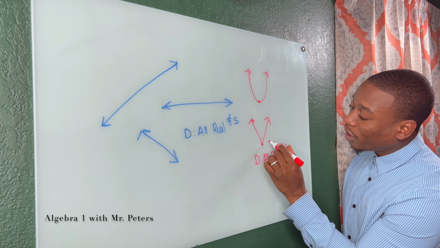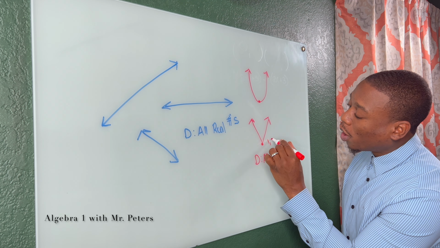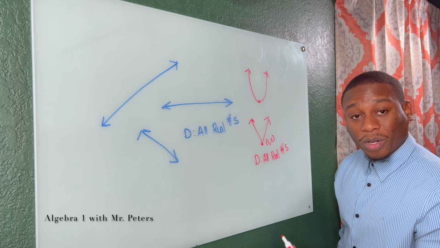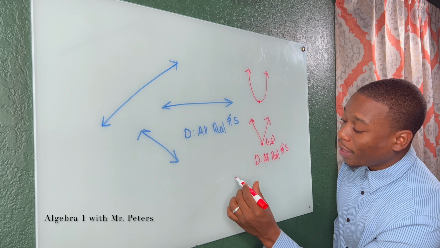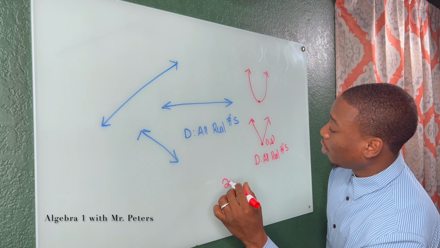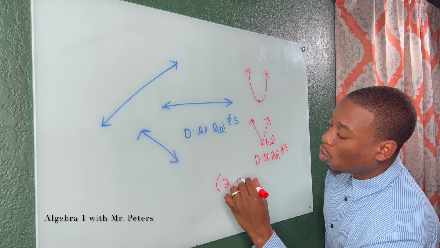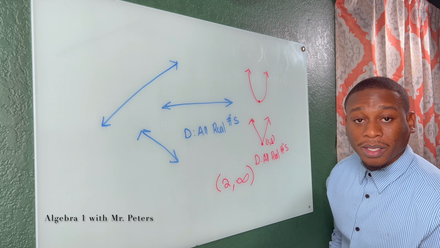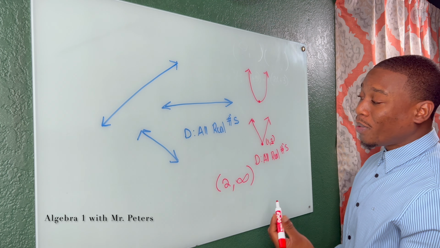So let's say this point was 1, 2. So if we're focusing on the range, we know that this graph starts at 2, right? And it's going all the way up to infinity. Now let's say if this same graph opened down, right?